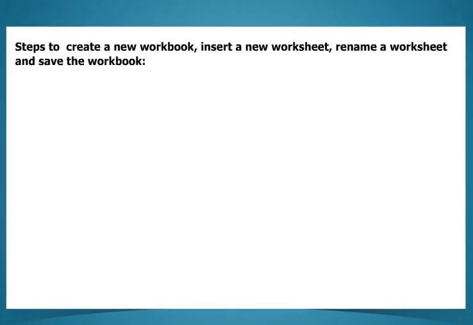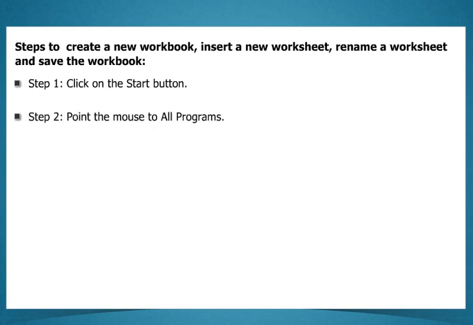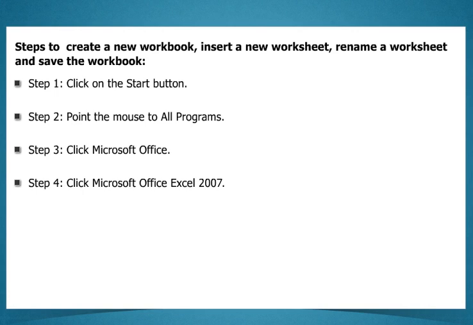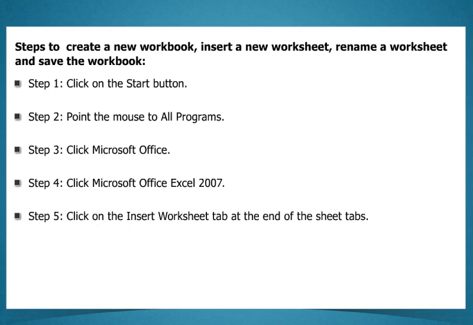To summarize, let's see the steps below to create a new workbook, insert a new worksheet, rename a worksheet, and save the workbook. Step 1. Click on the Start button. Step 2. Point the mouse to All Programs. Step 3. Click Microsoft Office. Step 4. Click Microsoft Office Excel 2007. Step 5. Click on the Insert Worksheet tab at the end of the Sheet tabs. Step 6. Double-click the Sheet 1 tab.